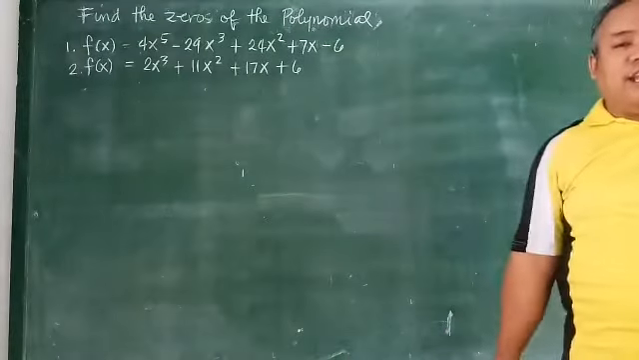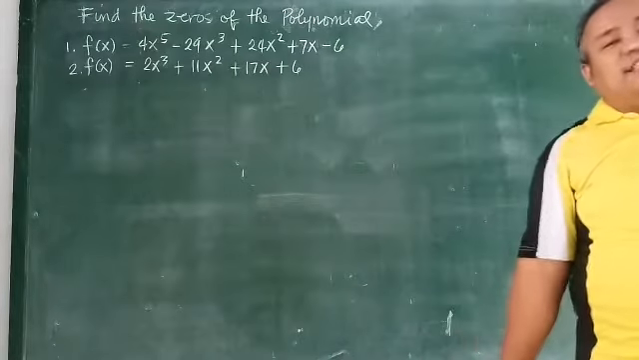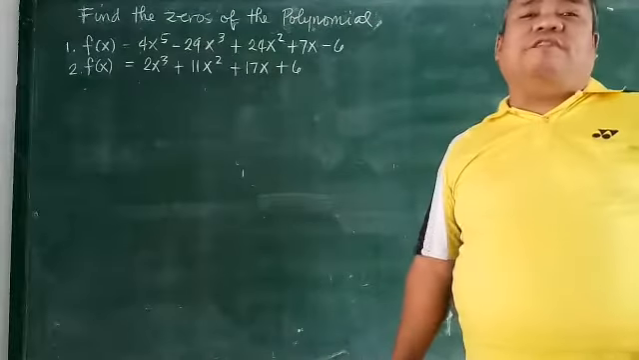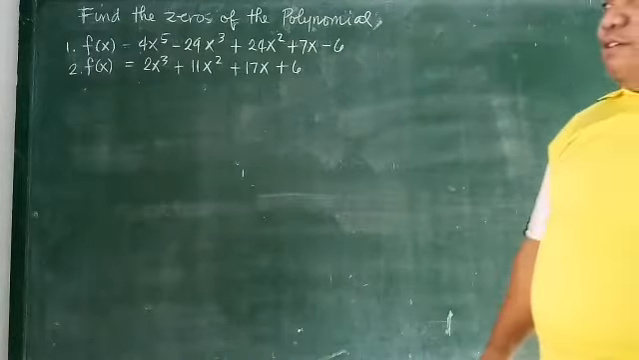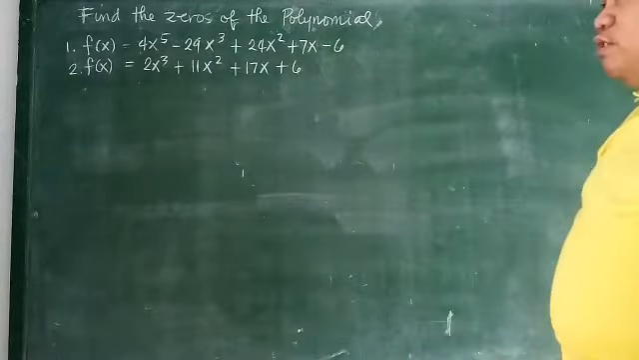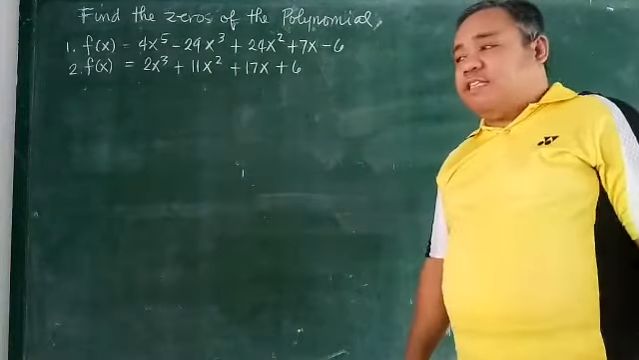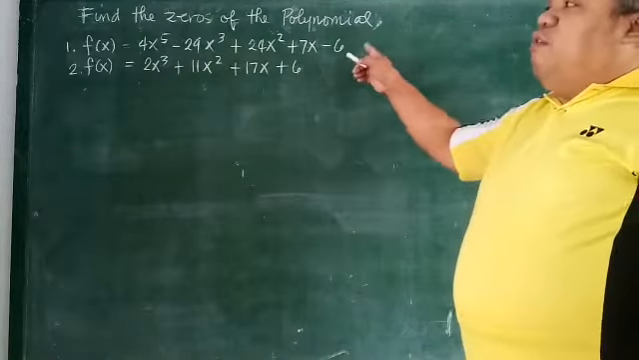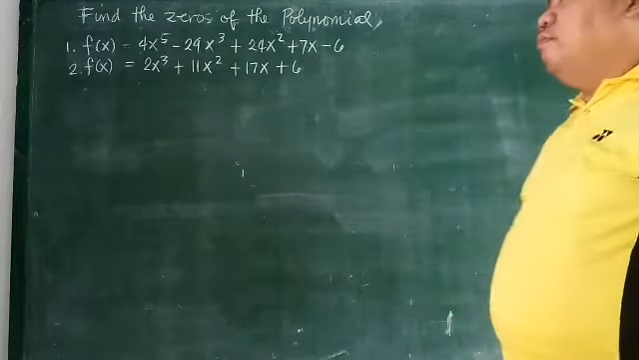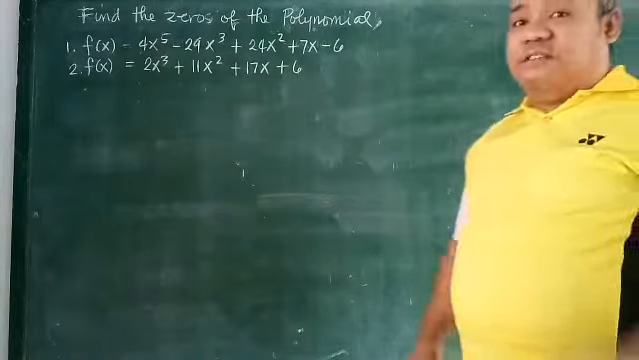Okay, let's go now to the next topic, which is finding the zeros of the polynomial. When you say finding the zeros of the polynomial, it's just the same as finding the roots of the equation. Now, if I'm going to ask you, in number 1, the equation 4x to the 5th minus 29x cubed plus 24x squared plus 7x minus 6, ilan kaya ang roots nito sa tingin ninyo? In number 1. Very good, it contains 5 roots.